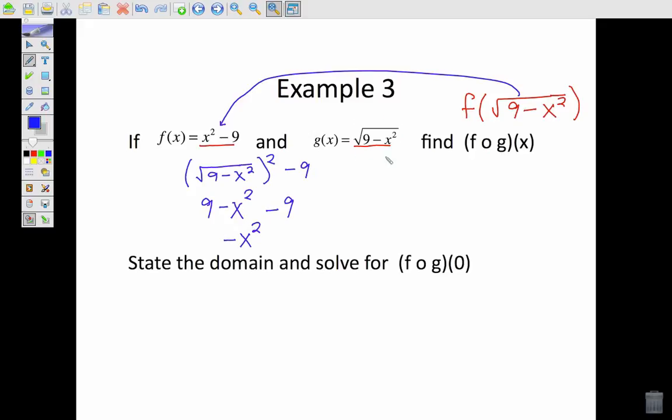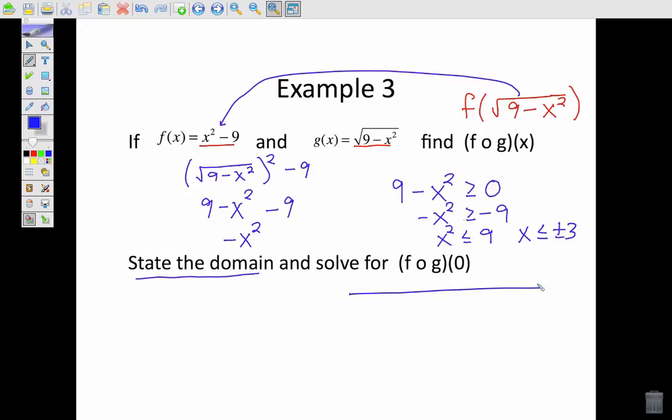Now, here's how this is going to work though. My domain depends on the g of x function. Because I'm asked to state the domain, and because g of x is underneath the square root, we have to have 9 minus x squared greater than or equal to 0. So then we've got negative x squared is greater than or equal to negative 9. So x squared is less than or equal to positive 9, which concludes that x is between plus and minus 3.